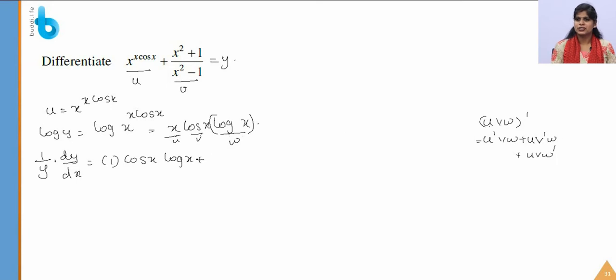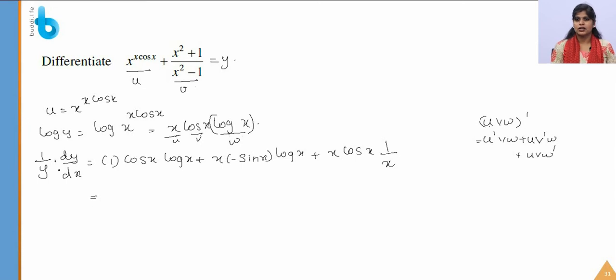Next, differentiation of v. This is for the product rule actually. Now v is what? Cos x. Differentiation of cos x is minus sin x. So x into minus sin x log x. Okay, so plus, next differentiate this w term, that is log x, whose derivative is 1 by x.